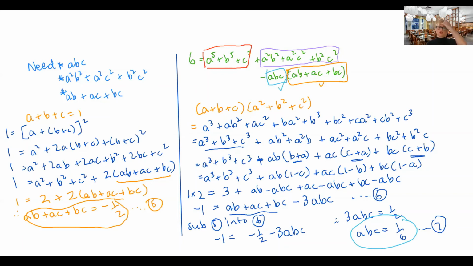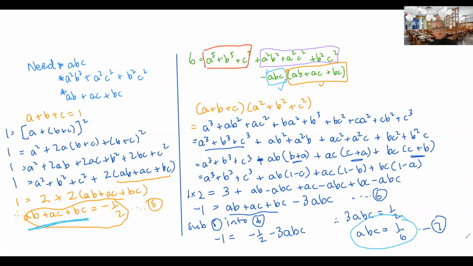Okay, what do you think might be a good idea there? Oh, I know what we'll do. We've got this expression here. Why don't we square that expression? Because that will give us an A squared B squared, an A squared C squared and a B squared C squared, and some extra stuff. The extra stuff we can hopefully deal with. So let's have a look at this.